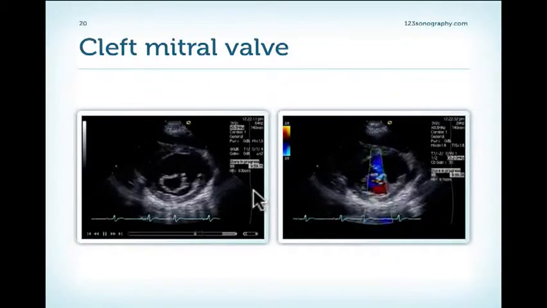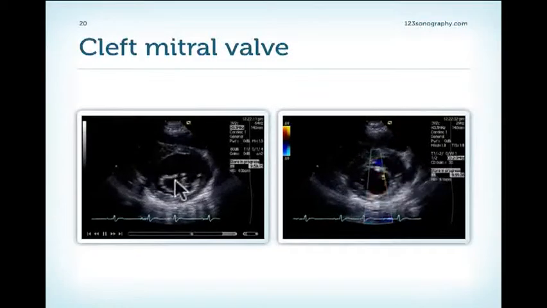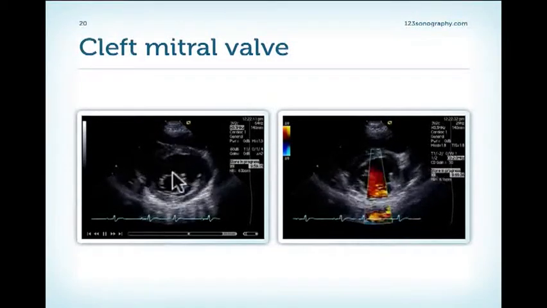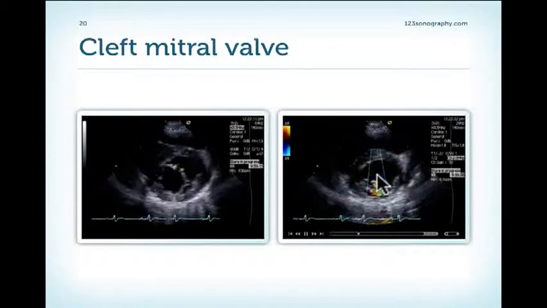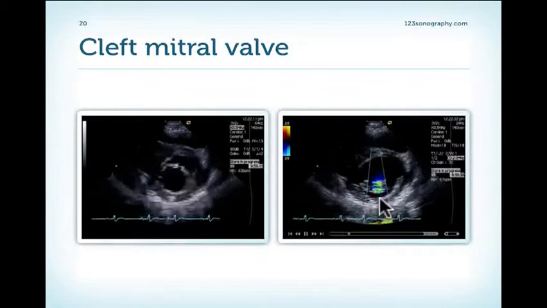These short axis views nicely show the cleft mitral valve. We see that there are two separate parts of the anterior mitral leaflet, and we see here the cleft, and on the right hand side we see the regurgitation caused by this cleft.